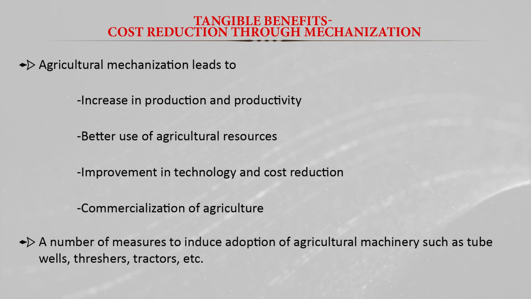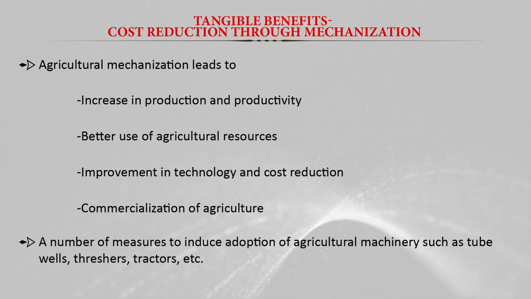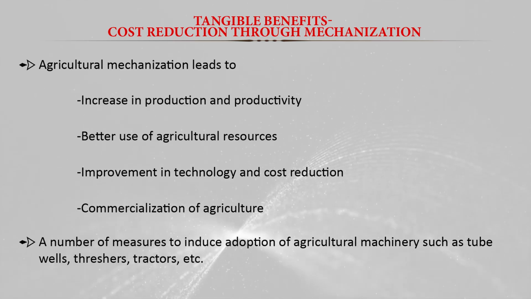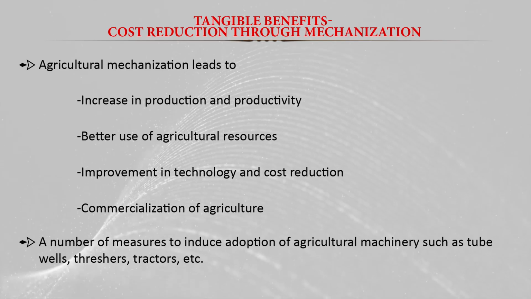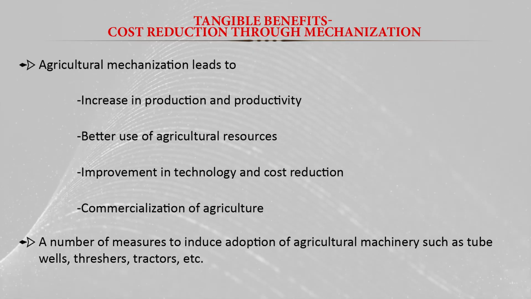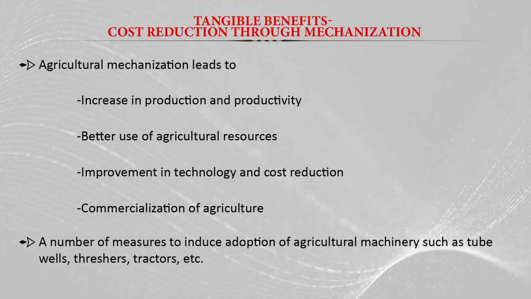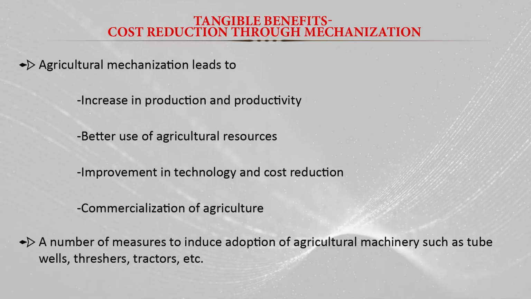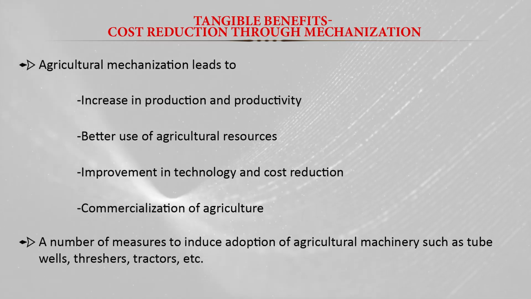There are a number of measures to introduce the adoption of agriculture machinery, such as the two-wheel thresher and tractors, and they are helping us with cost reduction in agriculture production. So we are getting a benefit which we can easily measure. So that's why we call it a tangible benefit.